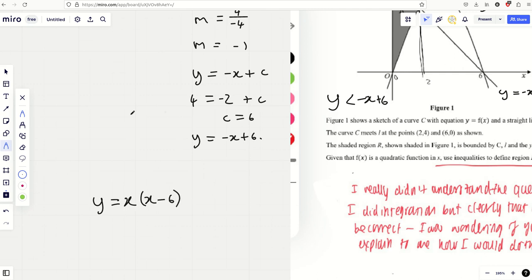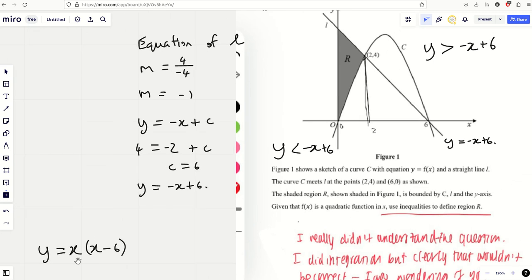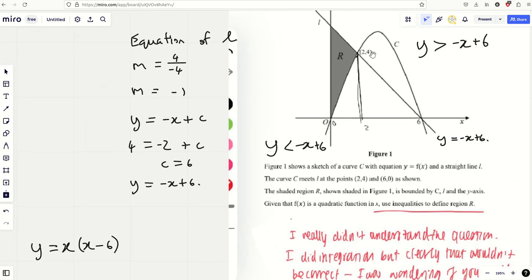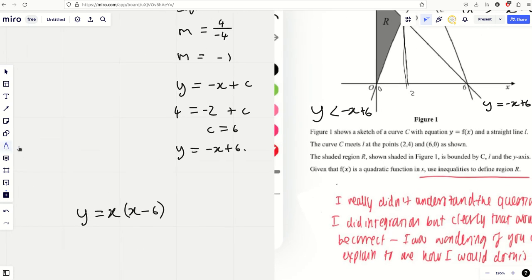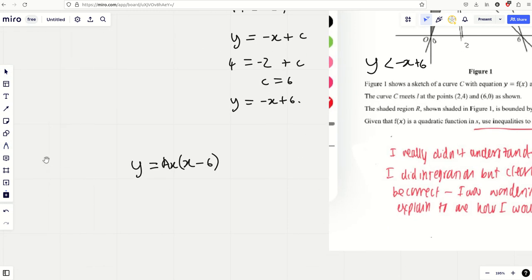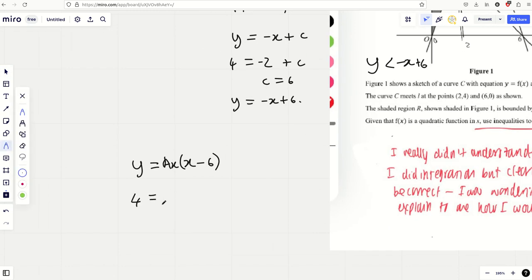And you might think that's the end of it. But there's no guarantee that that's the right answer, because 2, 4 might not lie on this line. So what you actually have to do is write y equals a x minus 6. I hope you can see why I'm using x and x minus 6 there. It's because that's where the roots are. This just basically stretches it, the a, so that it goes through 2, 4. And so I'm going to put in 4 equals a times 2 times by 2 minus 6.